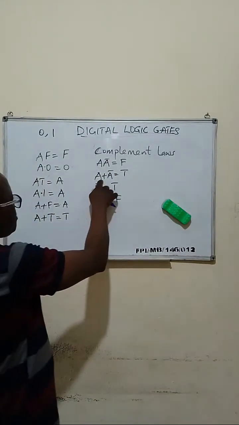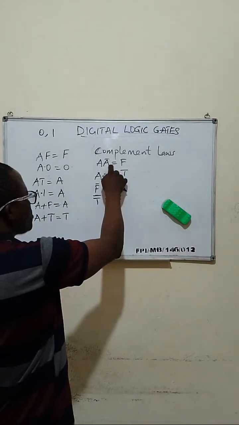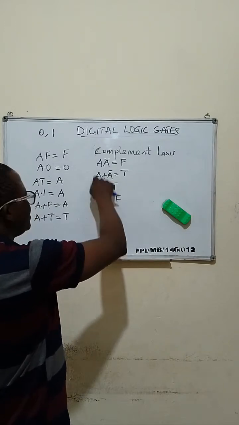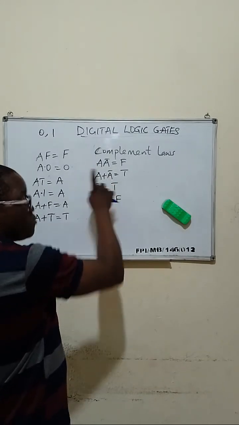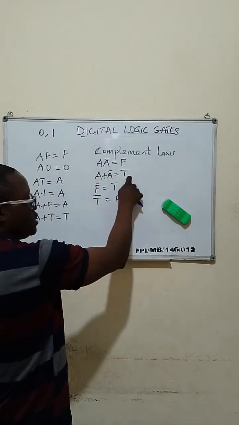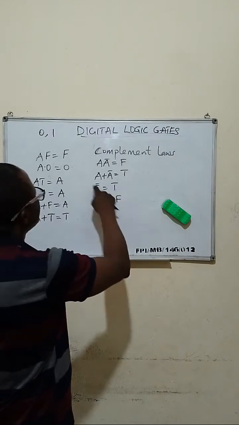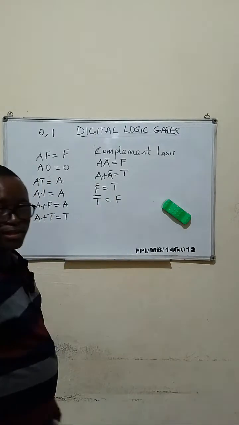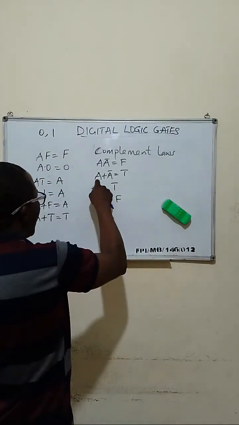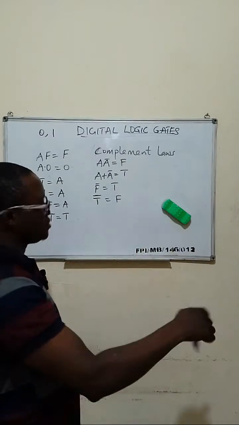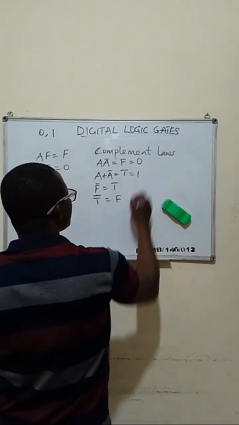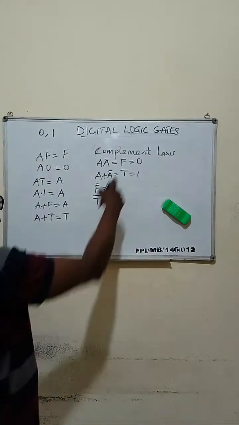Here also, A plus A bar is equal to true. No matter what A is, if A is 0, then A bar will be 1, then 0 or 1 will give us a 1, which is true. Or if A is 1, A bar will be 0. So we have 1 or 0, it will always be 1. So this one is always 1, this one is always 0. That's the meaning of F and T here.